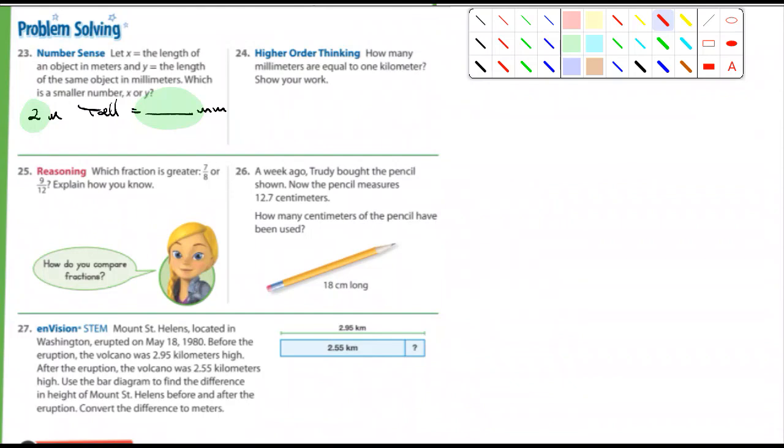So 25 is pretty easy. An easy way to figure out which fraction is larger, and you might see one like this, you just divide. 7 eighths is the same as 7 divided by 8. And 9 over 12 is the same as 9 divided by 12. And then you just look and see which number is larger, because they'll give it to you in decimal form. Number 26, you can do that one.